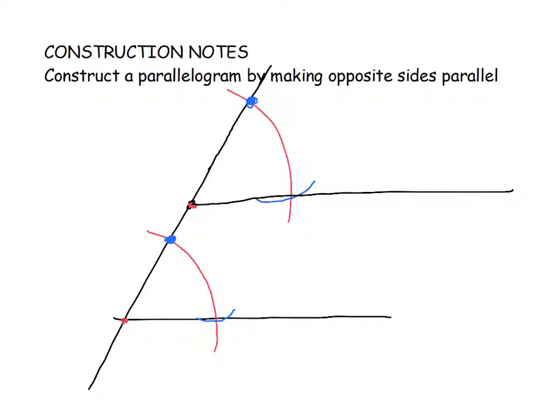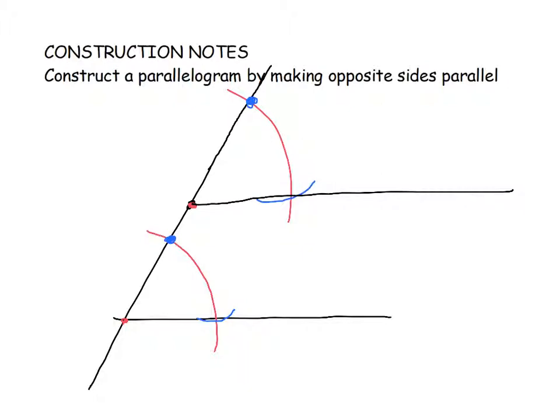Now, it would be super tempting at this stage to just make the opposite sides also congruent. That would probably be an easier process, but we're going to stick with the theorem we're trying to use here, opposite sides parallel. So I've got the top and bottom parallel. Now what I'm going to have to do is create another angle.